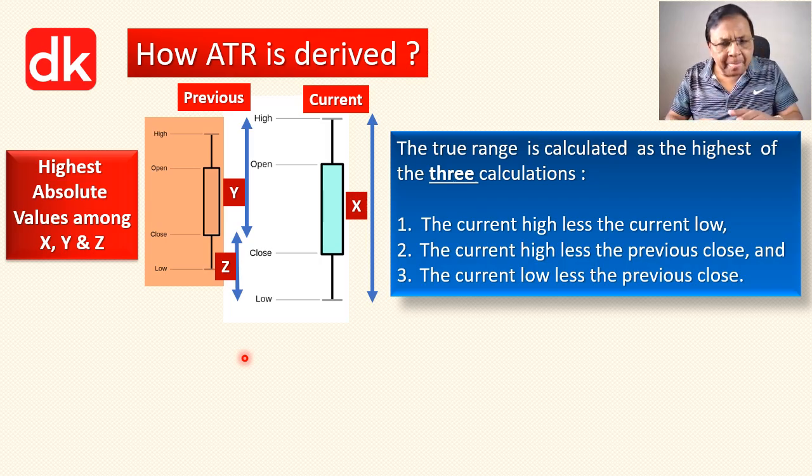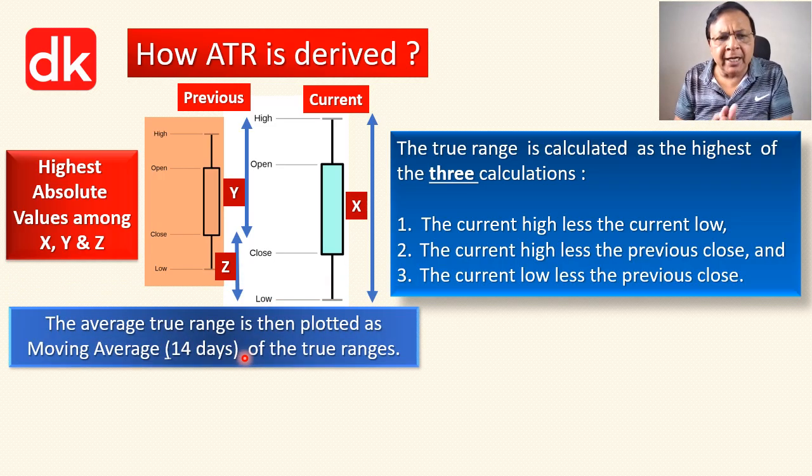And once various true ranges are calculated, these values are used to calculate the average true range, which is plotted as the moving average over a 14-day period. The default period is 14 periods of these true ranges calculated day on day or hour on hour or week on week or month on month. It all depends on which chart you are referring to, which time frame you are referring to.